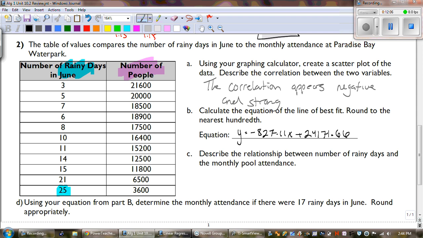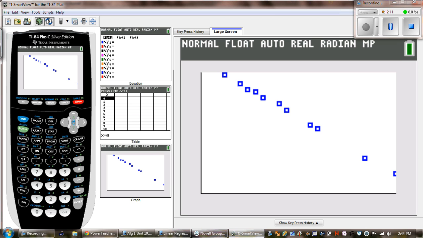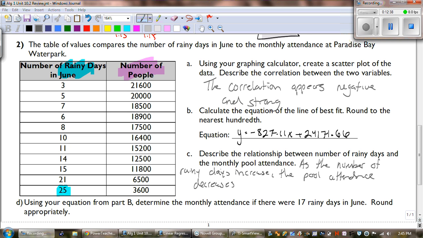So describe the relationship between the number of rainy days and the monthly pool attendance. Once again, let's just look at our graph. What happens as the number of rainy days increase? So as we're moving farther to the right, if we get more rainy days, how many people are coming to the pool? Yeah, a lot less. Write that in a sentence. Pause it. So I wrote as the number of rainy days increase, the pool attendance decreases. Because that's what happens. No one wants to go to the pool when it rains.